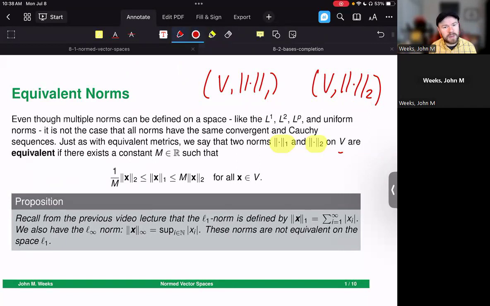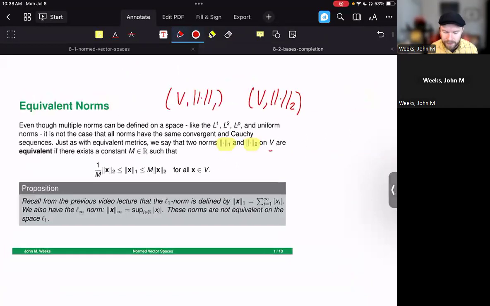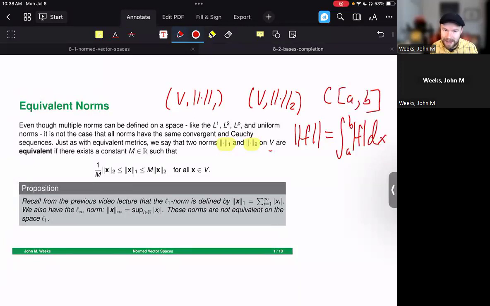But we can define norms in ways that are very similar to each other. Take our 1 norm, for example, that we talked about last time, which was taking the integral of a region of the absolute value of a function dx. Here we would be on something like the continuous functions going from a to b. If we take this norm here, then another way we could define a norm, and we'll call this one norm 2, is to take it and just divide it by the value of pi, for example. 1 over pi times the integral from a to b of the absolute value of f times dx. But closeness inside of these two norms is very much the same.